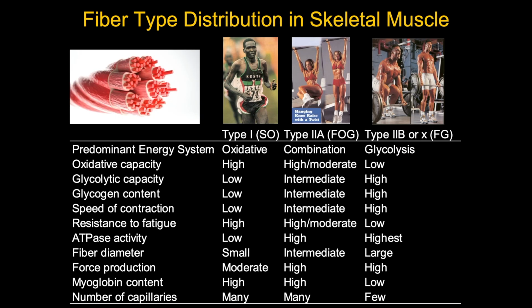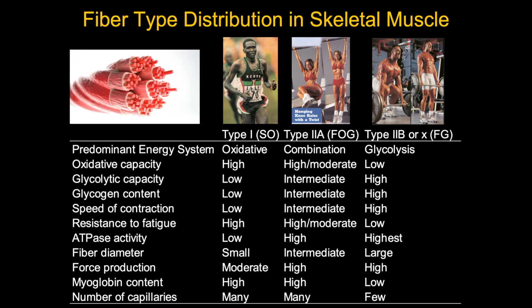So in this table, we have our 3 basic motor units available to us. We have the type 1, which is also known as the slow oxidative, or SO for short. We have type 2A, which is known as the fast oxidative glycolytic. And we have the type 2B, or the type 2X, which is known as the fast glycolytic, or FG for short. On the left-hand side, we have a listing of various characteristics.